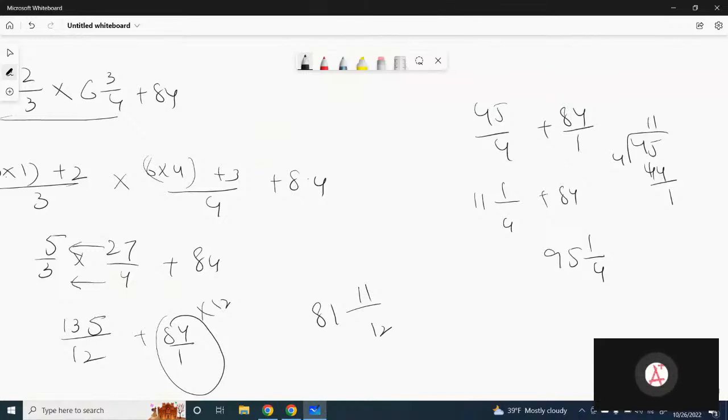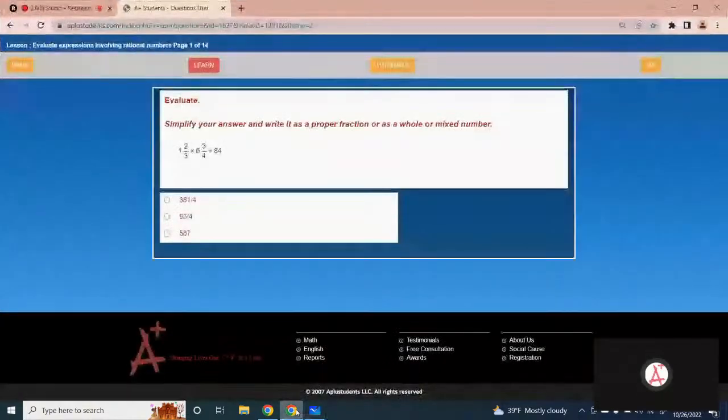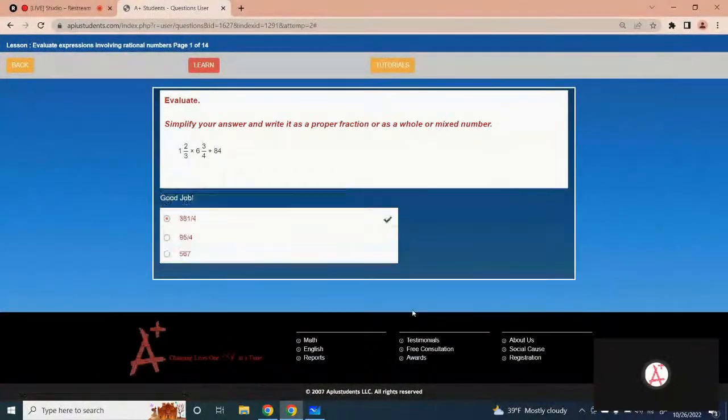So 4 times 95 is 380, plus 1, so it is 95 whole 1 by 4, or either 381 by 4. Got it?